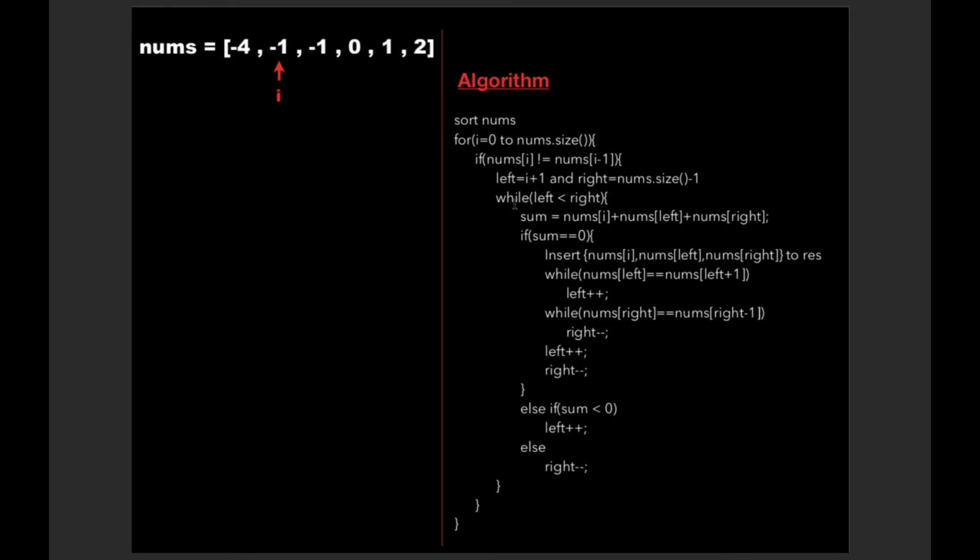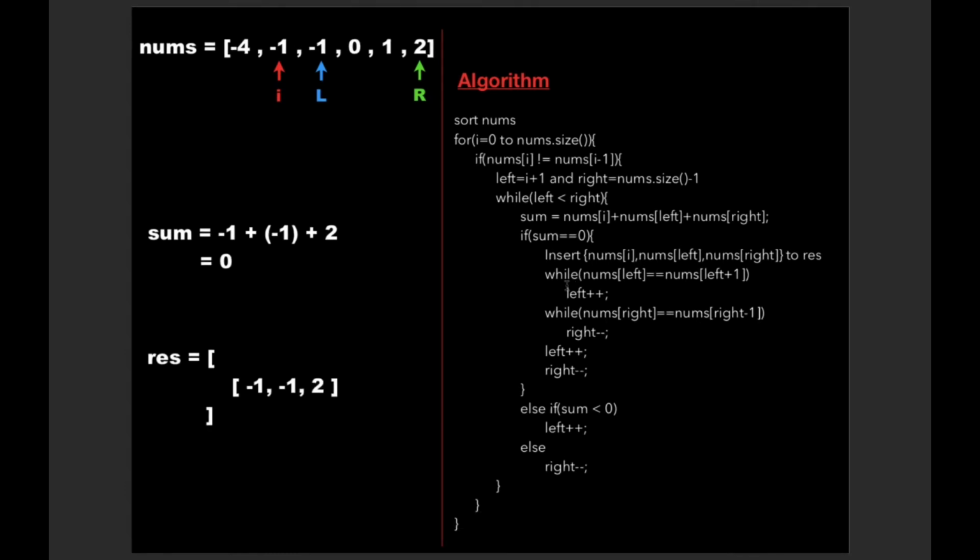So now i points to minus 1 and we check whether nums of i is not equal to nums of i minus 1, and declare the left and right pointers which point to minus 1 and 2 respectively. And now we calculate the value of sum. Since we got the value of sum as 0, we enter the if condition and insert the values nums of i, nums of left and nums of right into a resultant array or resultant vector.